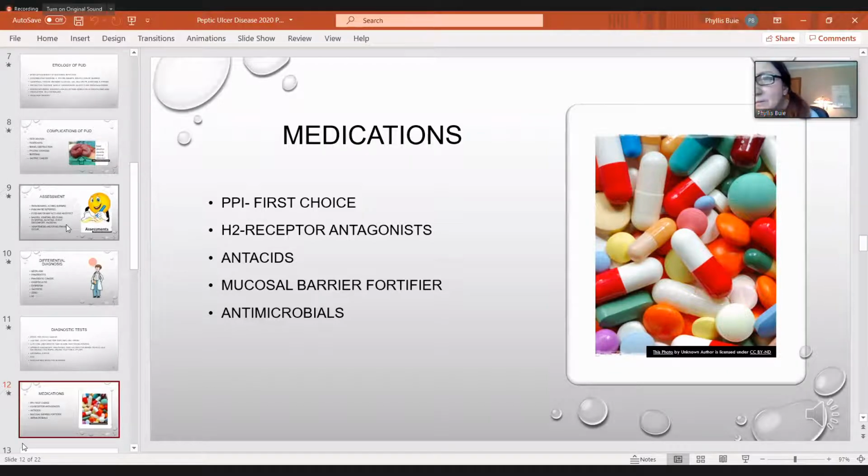So is it like a coating? It just kind of coats the stomach, right? It is. You're absolutely right. And whenever you're giving this medication, you don't want to give it within 1 hour of an antacid. Okay.